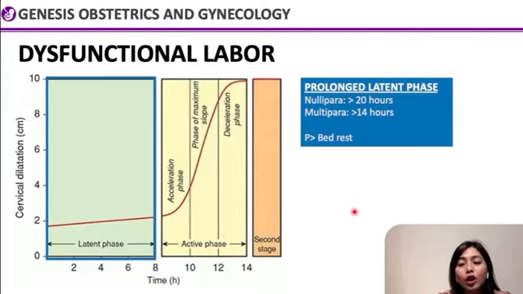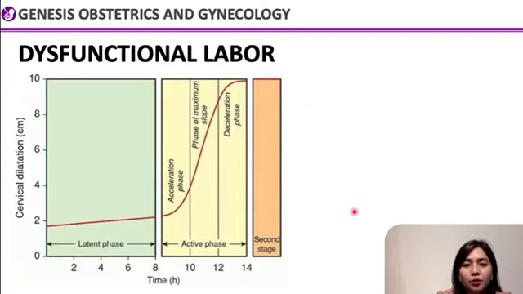If at least P1, at least G2 P1, parang ganun yung nagiging OB score mo. If that's OB score your patient, greater than 14 hours is the definition of prolonged latent phase for this patient. Now, ano yung preferred management for prolonged latent phase? It's bed rest, okay? So, papasadahan ko lang itong dalawang slides na to ng dysfunctional labor.